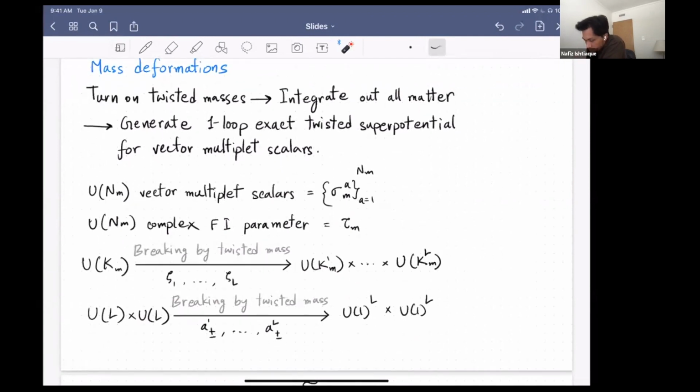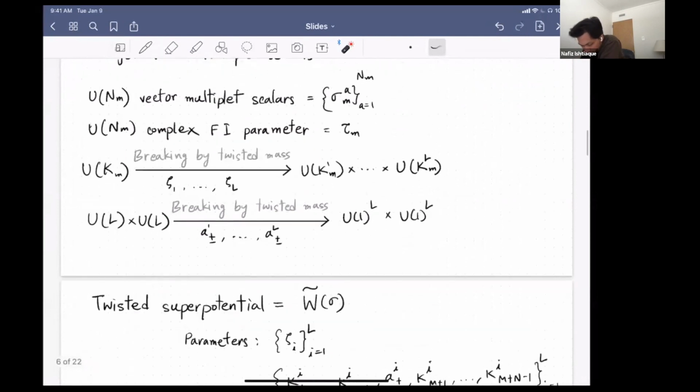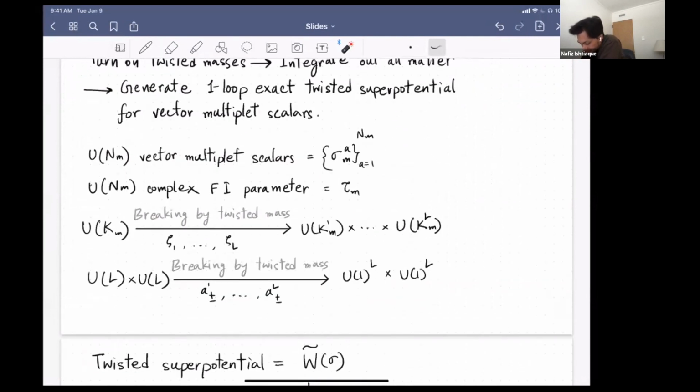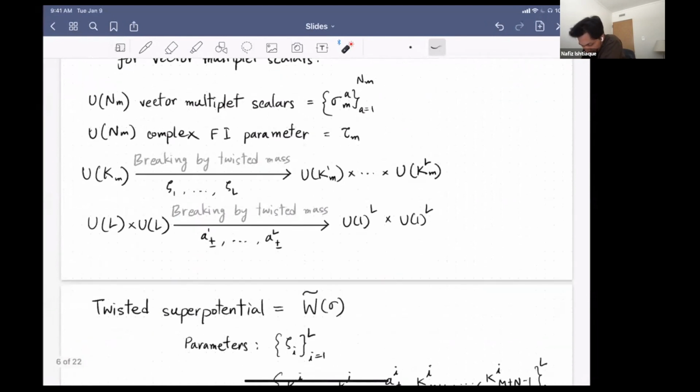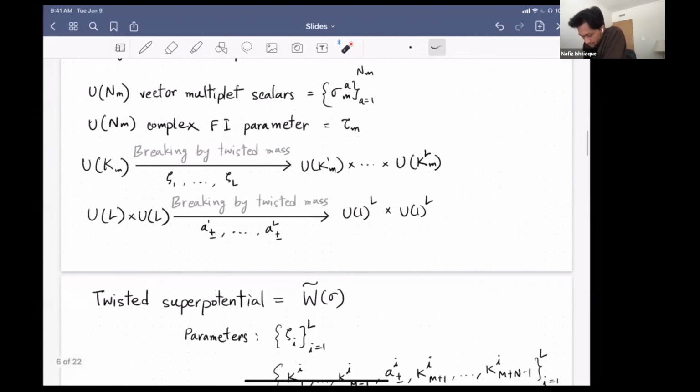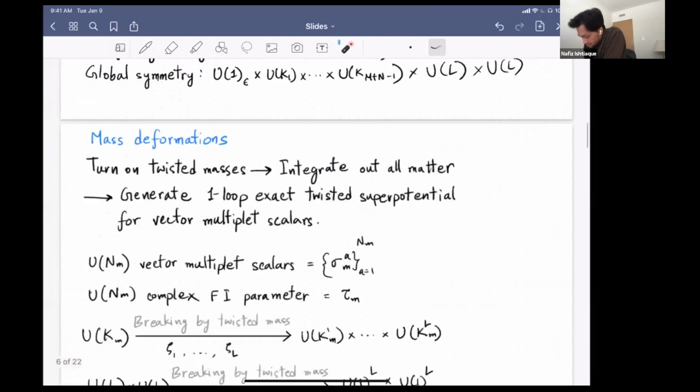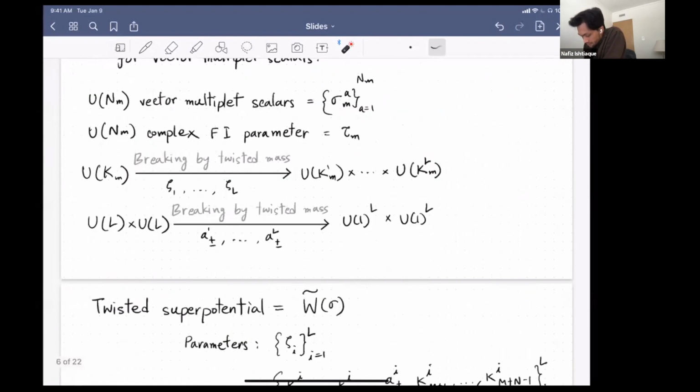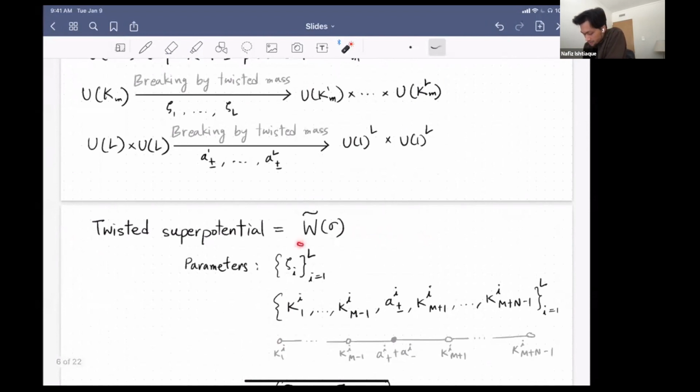And for the abelian part of each gauge node, we can also turn on a complexified FI parameter, which is a complex linear combination of the real FI parameter and the theta angle. And we break each flavor node by introducing L twisted masses. So U(K_M) breaks down into L distinct factors with various ranks. And the chiral flavor symmetry that I had here, I break this by, again, introducing twisted masses down to the maximal torus. So suppose that this generates a twisted superpotential W of sigma.